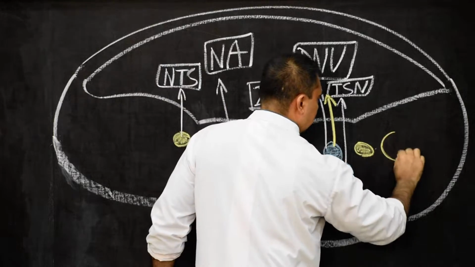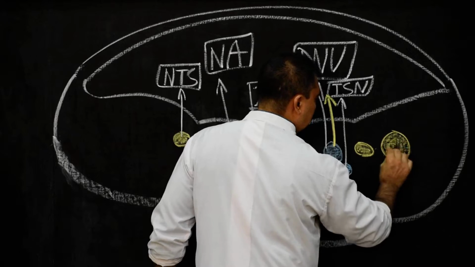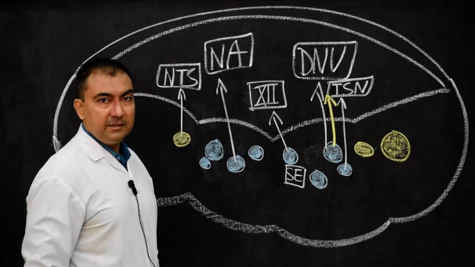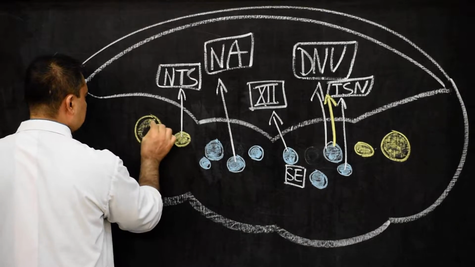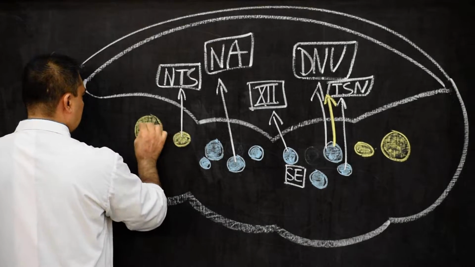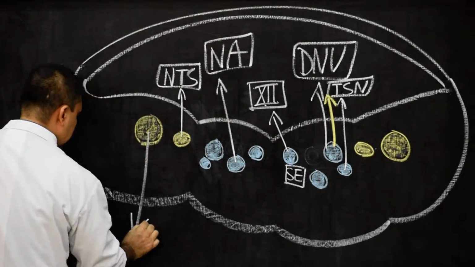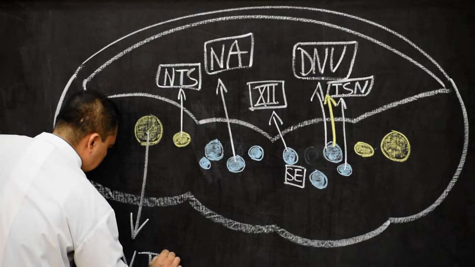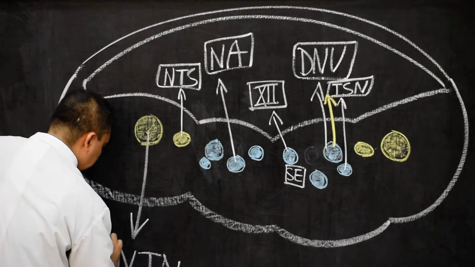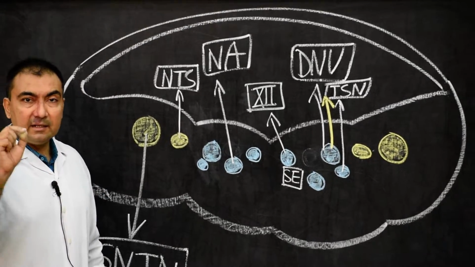So here you draw in a bigger way, in a bigger round, to represent the spinal nucleus of trigeminal nerve. So here we draw this as the spinal nucleus of trigeminal nerve, and therefore here we will also write down this as the spinal nucleus of trigeminal nerve. This will develop only from general somatic afferent.